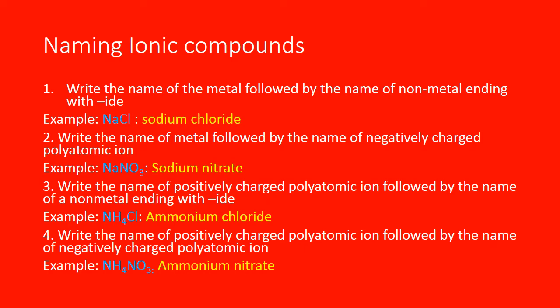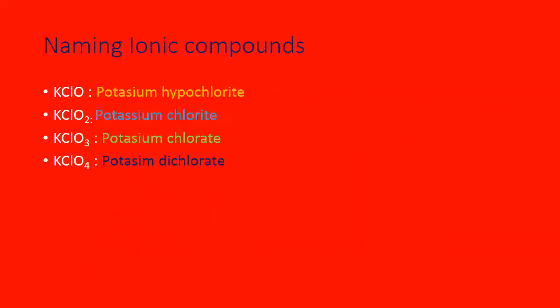Fourth case, the ionic compound may be formed between a positively charged polyatomic ion and a negatively charged polyatomic ion. In this case, we name the ionic compound by writing the name of the positively charged polyatomic ion followed by the name of the negatively charged polyatomic ion. Here, for example, NH4NO3 is named as ammonium nitrate.